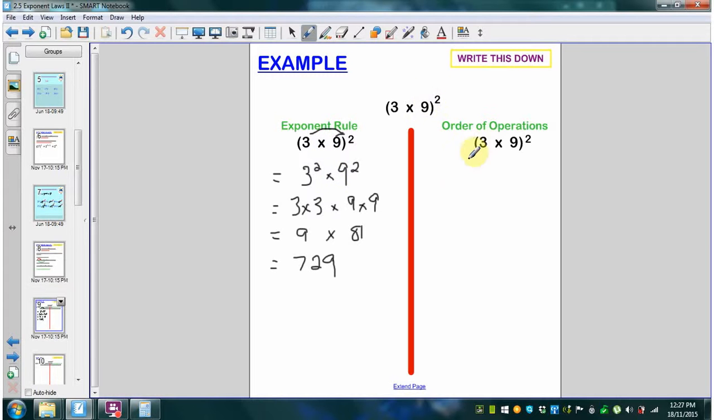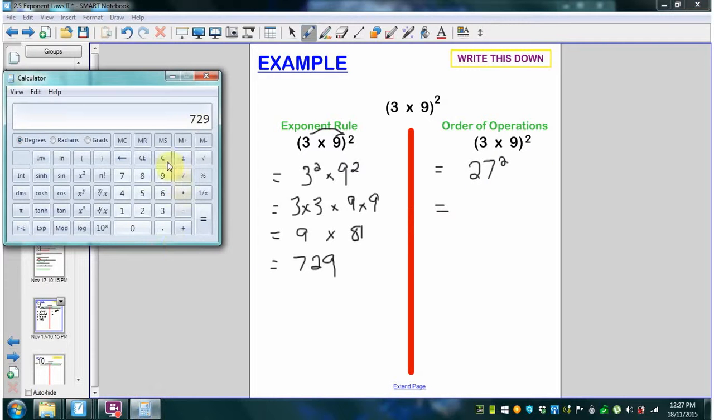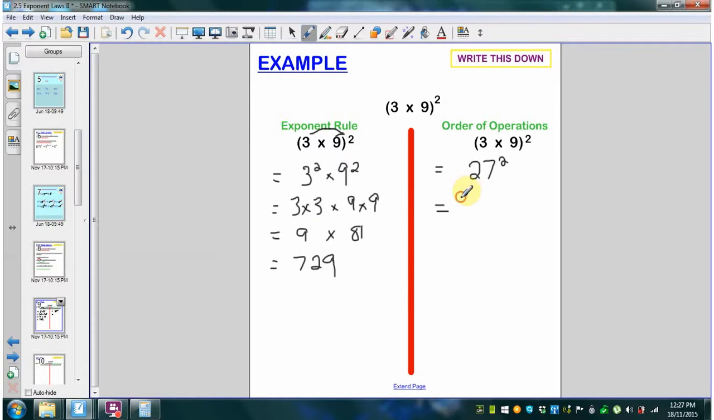Okay, this is another way you can do it. First you can solve your brackets. So 3 times 9 is 27. And then we got to make sure we bring this down as well. We haven't done anything with that, so we got to bring it down. 27 squared. If we come over to our calculator, clear. 27 squared, this is my square button on this calculator, is 729. As you can see, two different ways, but at the end of the day, we got the same answer. So make sure you have that written down.